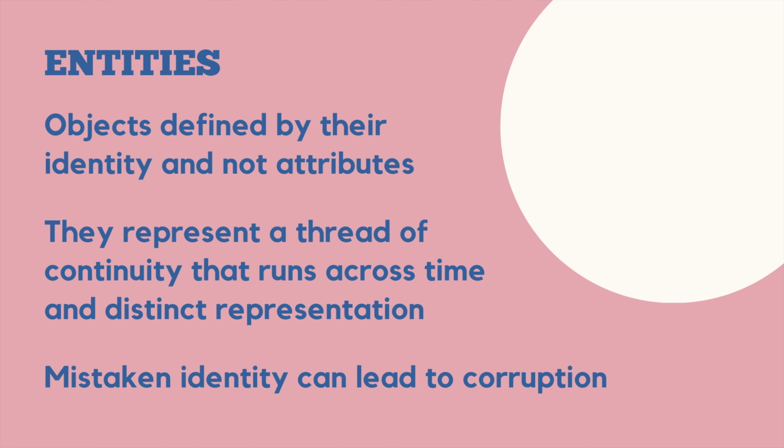One more thing to note is that mistaken identity can lead to corruption. We've seen how that can happen in our example here, where we had 2 different students but with the same details, but they were 2 different people by virtue of them having different IDs. So that's one thing to really be clear about. Get an identifier that really separates people or objects or whatever you're dealing with in your system clearly, so that you don't have a case of corruption. That's it on entities. Let's look at value objects.